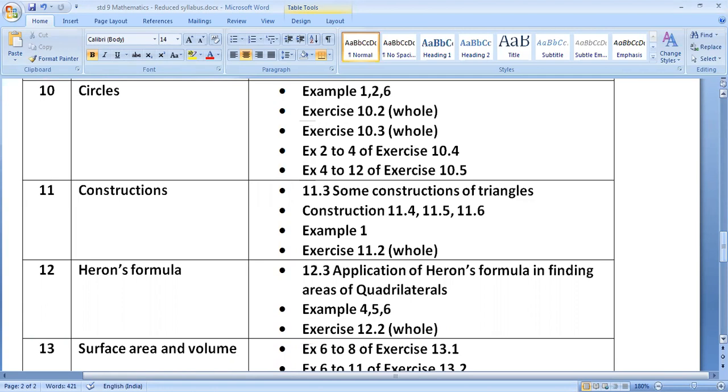11.1 Introduction on page number 188 is included. On page number 189, 11.2 Basic Constructions: how to create the bisector of an angle, how to create different angles, and how to create the perpendicular bisector of a line segment. These kinds of constructions are included in the syllabus. Page number 189, construction 11.1 along with the steps of construction is included.